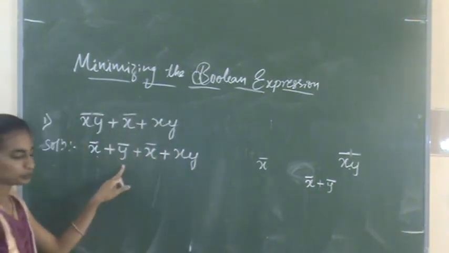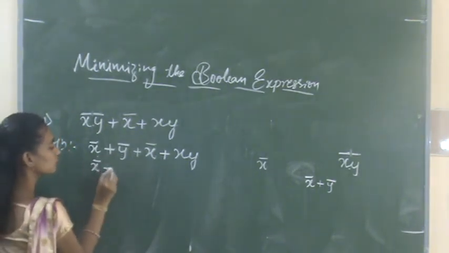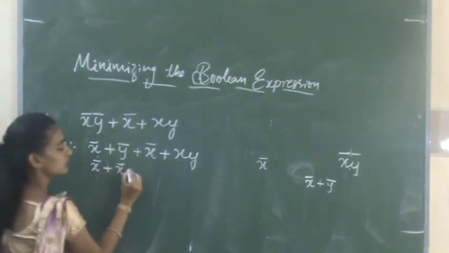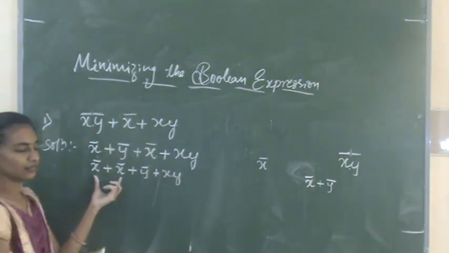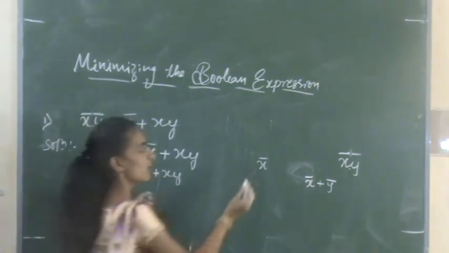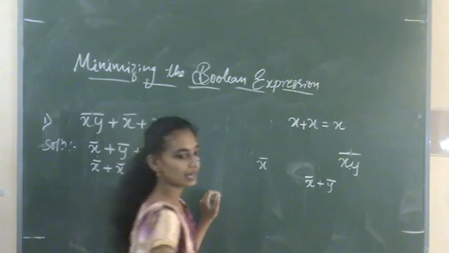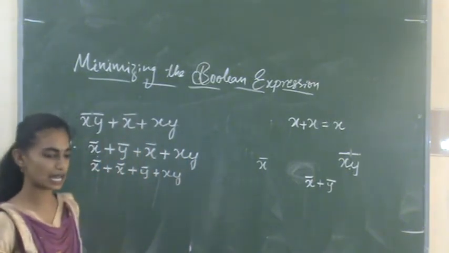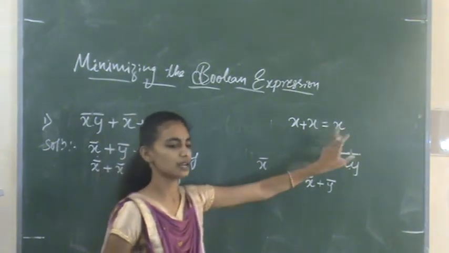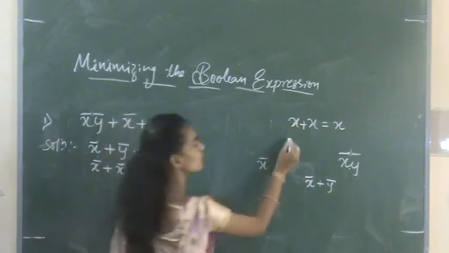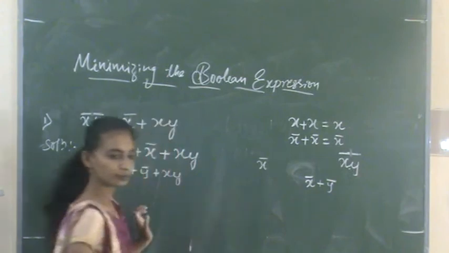Okay, so now here we have x bar plus x bar. The same term I am writing, interchanging the places of those terms. Okay, so here we have x bar plus x bar. We know that x plus x is equal to x according to the idempotence law. So x plus x is equal to x. So instead of x, here x bar is there. So x bar plus x bar is equal to x bar.